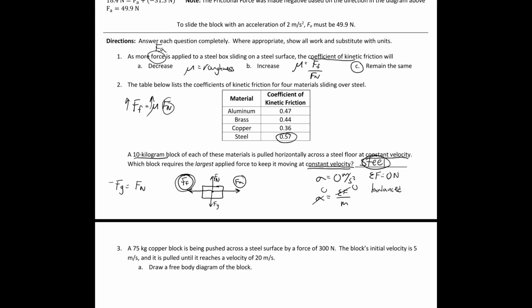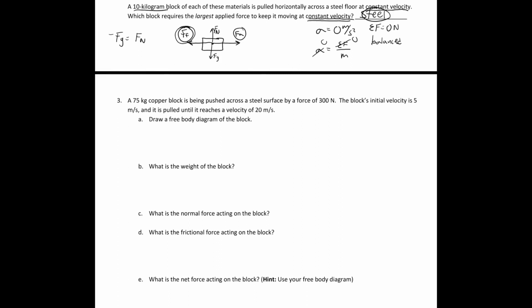Steel. Okay, number 3. A 75-kilogram copper block is being pushed across a steel surface by a force of 300 newtons. The block's initial velocity is 5 meters per second, and it's pulled until it reaches a velocity of 20 meters per second. Interesting. So the velocity is increasing. That means it's accelerating. That means there's a net force acting on the block. That means the forces aren't balanced like they were in the previous problem. It's not at constant velocity.